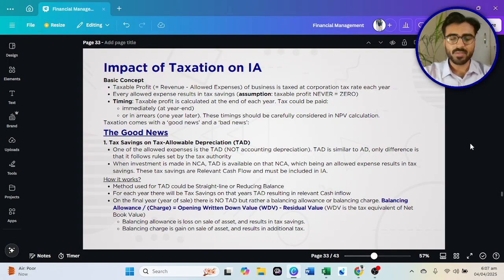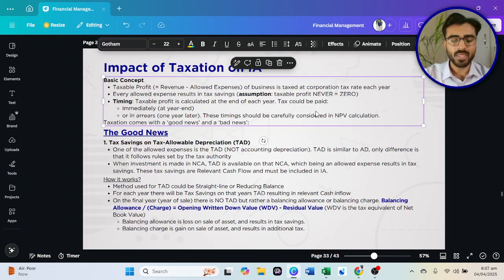So let's start another important topic for the net present value calculation, and that is the impact of taxation on investment appraisal or NPV calculation. So the basic concept, let us read from here. The basic concept is that taxable profit of business is taxed at the corporation rate each year.